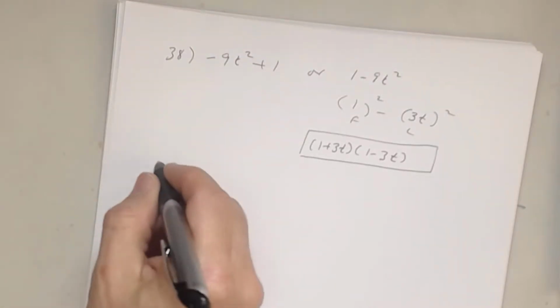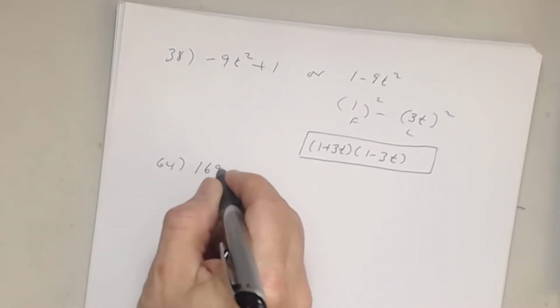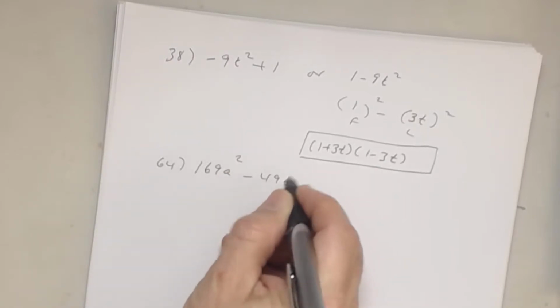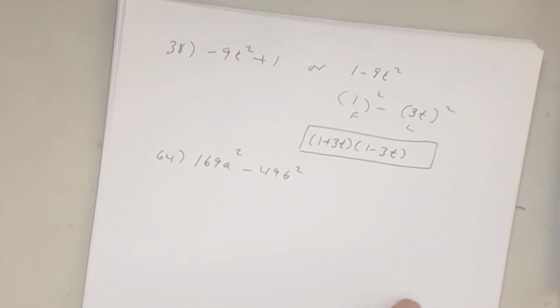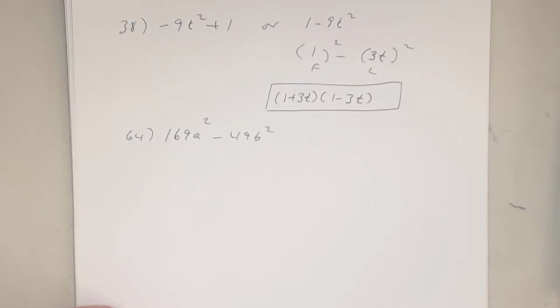Okay. It's not difficult. Fairly easy. 169a squared minus 49b squared. Okay, tell me what to do. Always look at GCF first. GCF is 1. So you want to check, there's 2 terms, subtraction in the middle. So what do you want to check for?